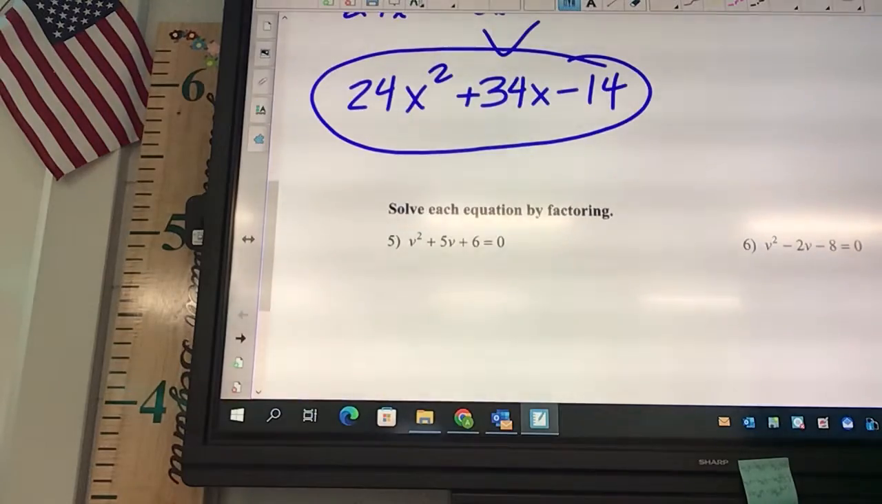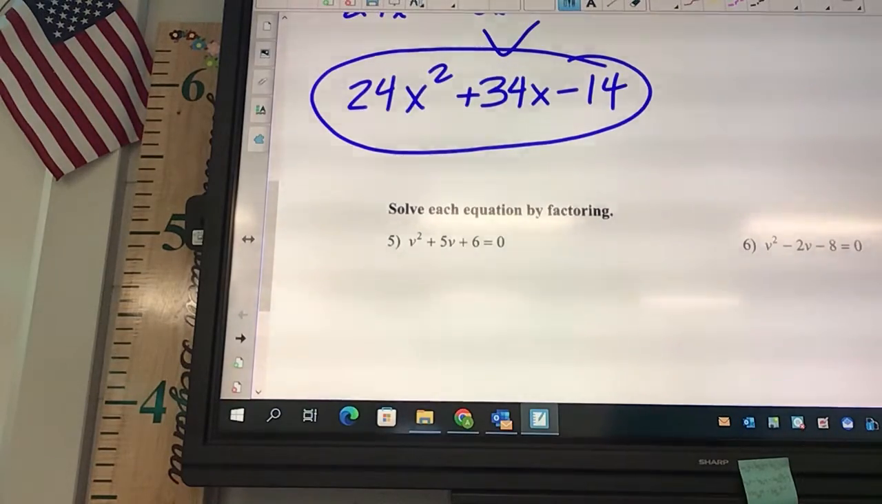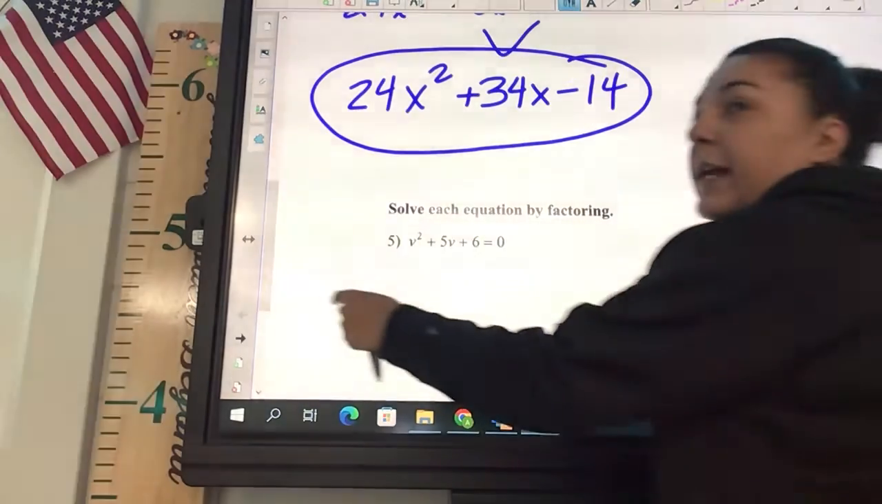Solve each equation by factoring. There are different kinds of factoring methods that we have learned. This one more specifically is when A equals 1.